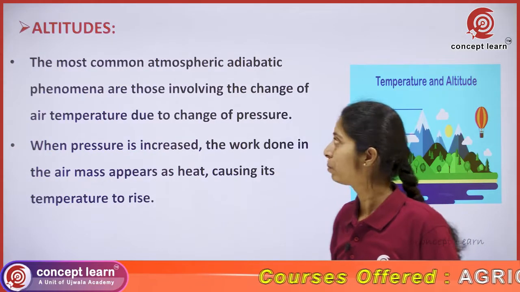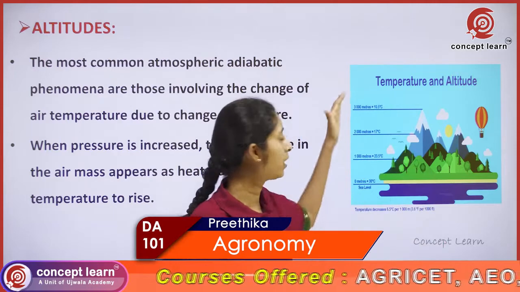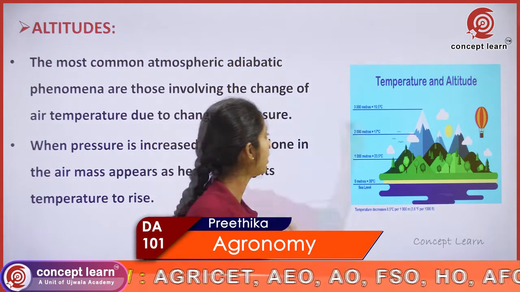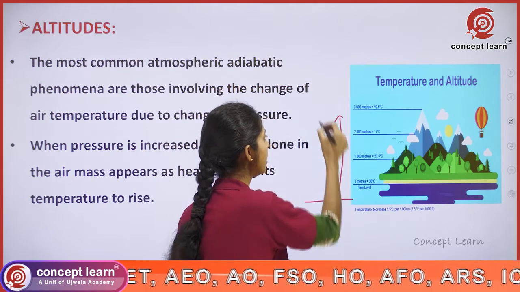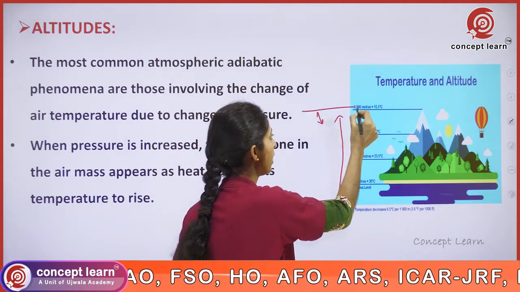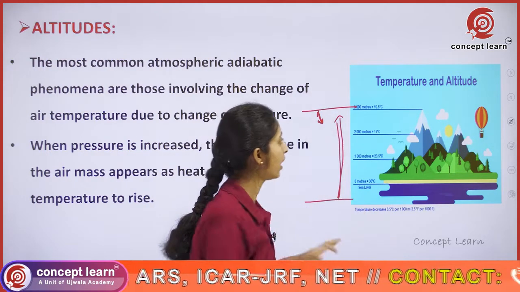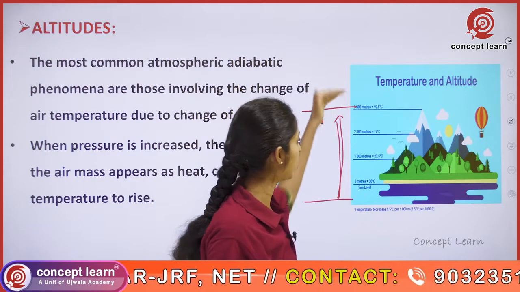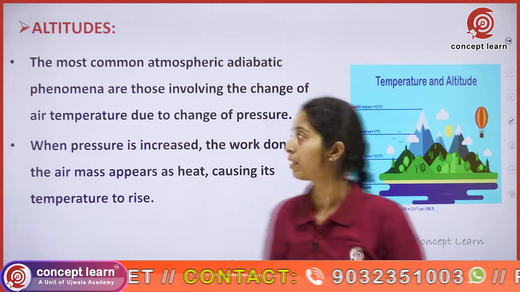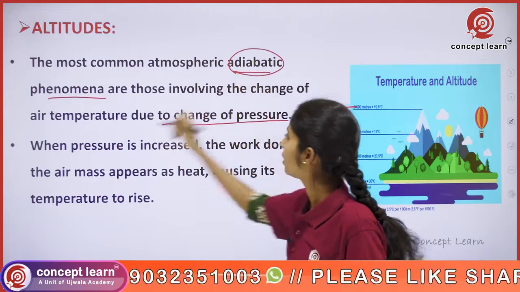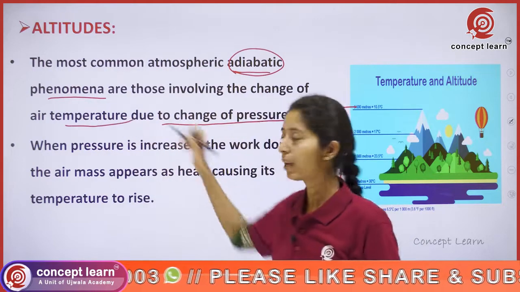Altitude. Altitude means height. So with the height, how is the temperature varying? In the earlier class, we learned that from the Earth's surface, the temperature decreases. In the troposphere, the temperature decreases as we move from the Earth's surface, right? So as height is increasing, the temperature is decreasing due to change in the pressure and adiabatic process. There is a change in air temperature.